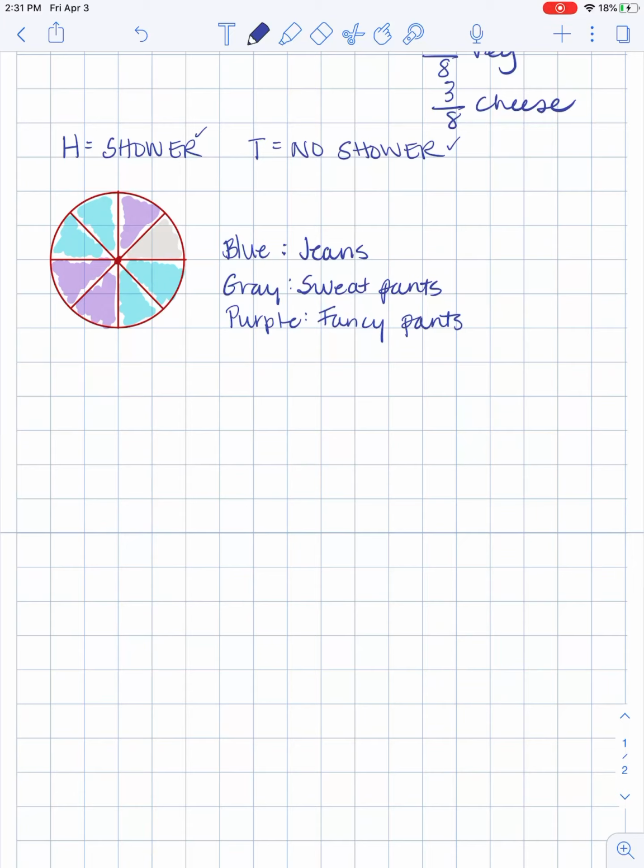And then we've created a spinner here, and if it lands on blue, I'm going to wear jeans. If it lands in the gray, it's the sweet spot. I'm going to wear sweatpants. And if it lands in the purple, I'm going to wear my fancy pants.